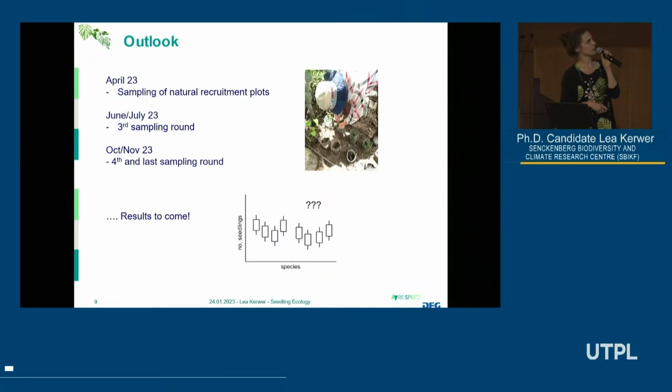To give you a brief outlook, because I cannot show you so many results yet: I'm currently in my second sampling round. I'll be here again in June, July for the third round, where the first part of the sowing and the natural recruitment will be completed, as they always run for an entire year. And then I'm coming back again in November to finish the second sampling, so that this one will also have an entire year of growth.